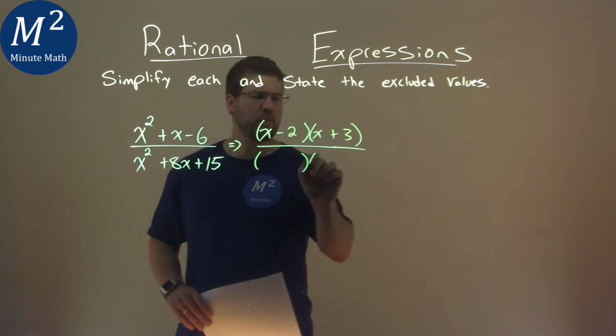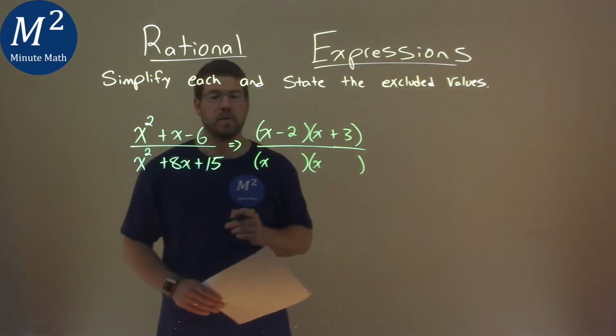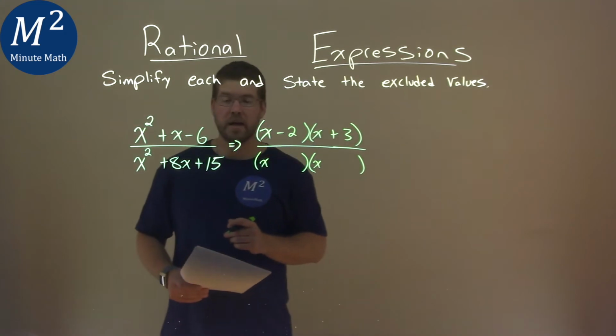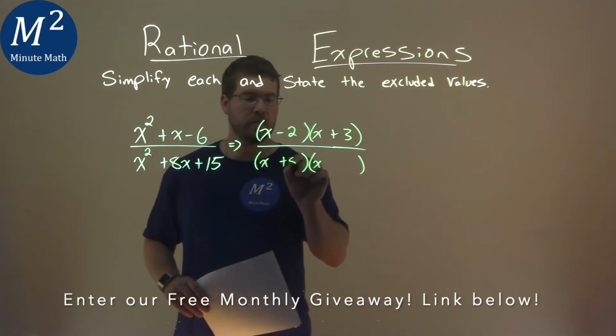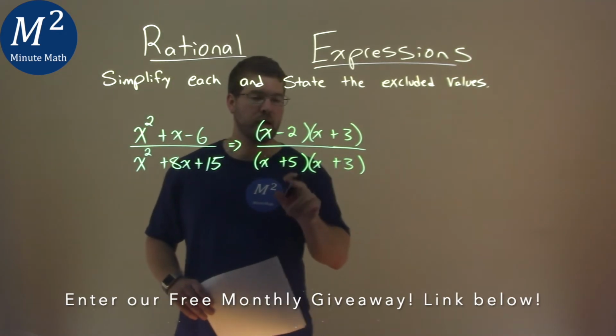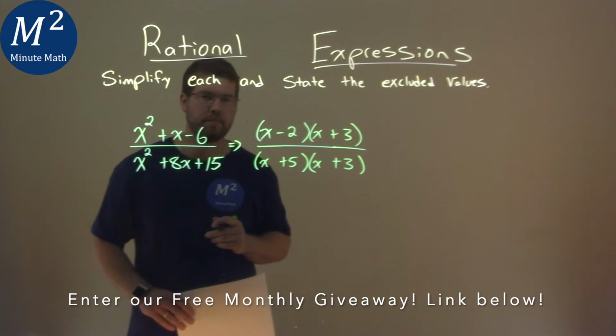Now we're going to do the same thing with our denominator. Can we factor that? What two numbers multiply to be 15, but add to be positive 8? And that is a 3 and a 5. We have plus 5 here and plus a 3. 5 times 3 is 15, but we add the 2, we get a positive 8.